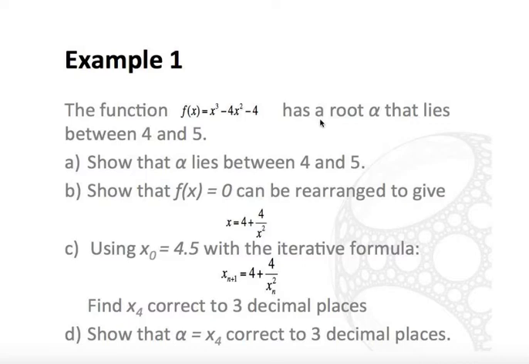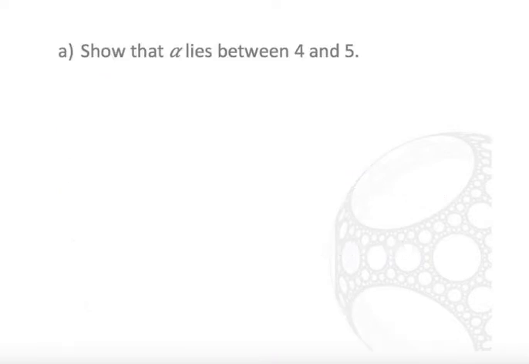Example 1. The function f of x equals x cubed minus 4x squared minus 4 has a root alpha that lies between 4 and 5. Part A, show that alpha lies between 4 and 5. So let's start off with part A. Showing that alpha lies between 4 and 5 means we have to use the change of sign test.